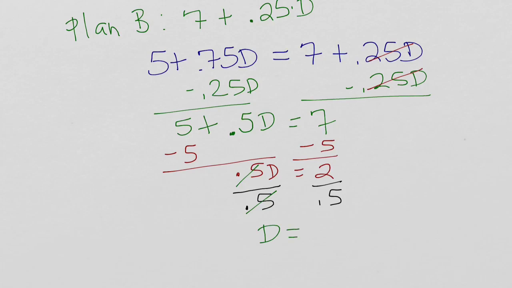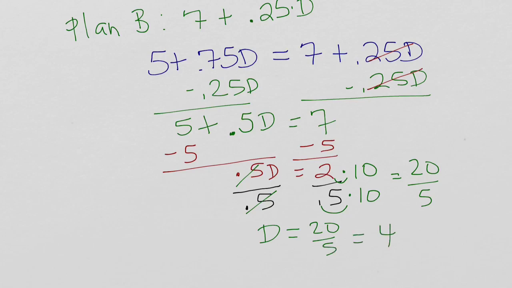So let's think about that. You could imagine multiplying both sides, top and bottom, by 10. That becomes 20 over, and then 0.5 times 10 is just 5, because you just moved the decimal. You're basically just moving the decimal over to the right one. So 20 over 5 equals 4. So he would have to make 4 deliveries to make both plans be worth the same amount.